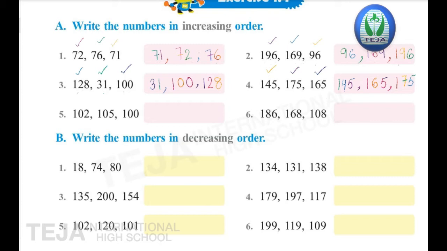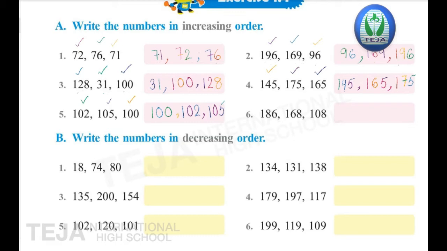Now the fifth question. Here the numbers in the fifth question are 102, 105, 100. Now which is smaller number here, children? What is the smaller number here? It's 100. So write 100 in the box. Next smaller number is 102. So write 102 in the box. And the last number is 105. So the answer is 100, 102 and 105.